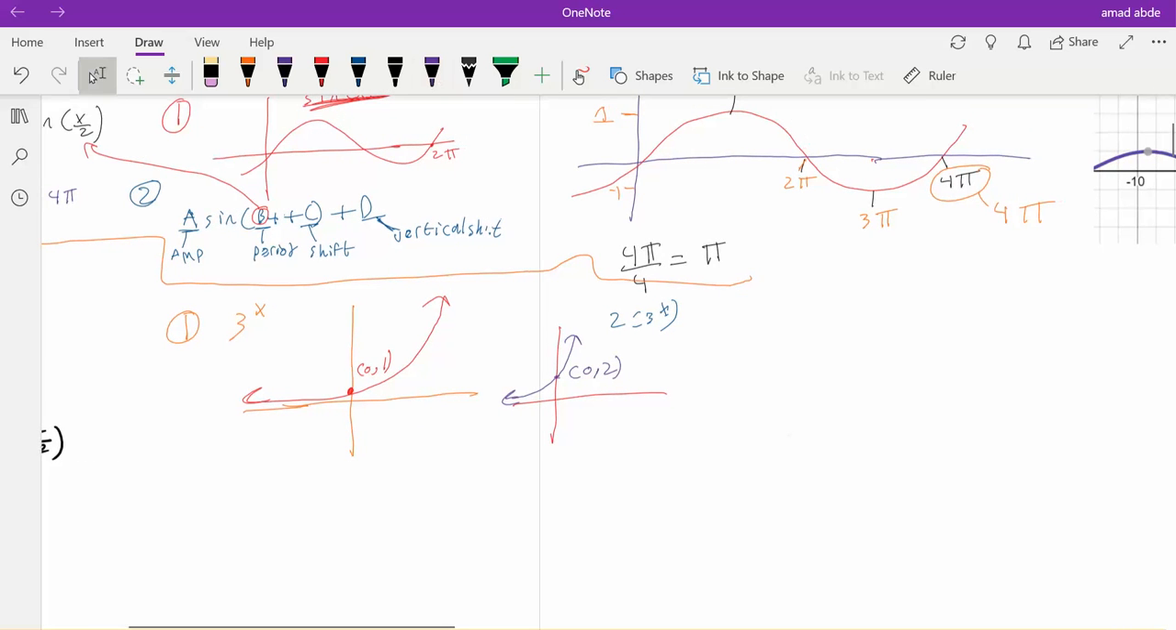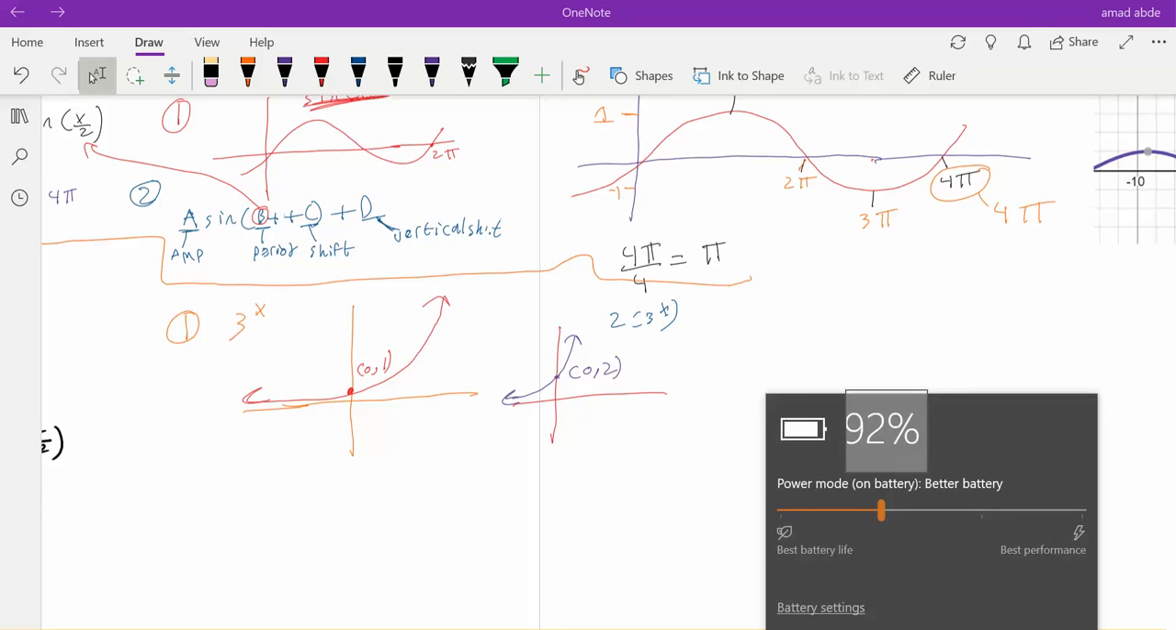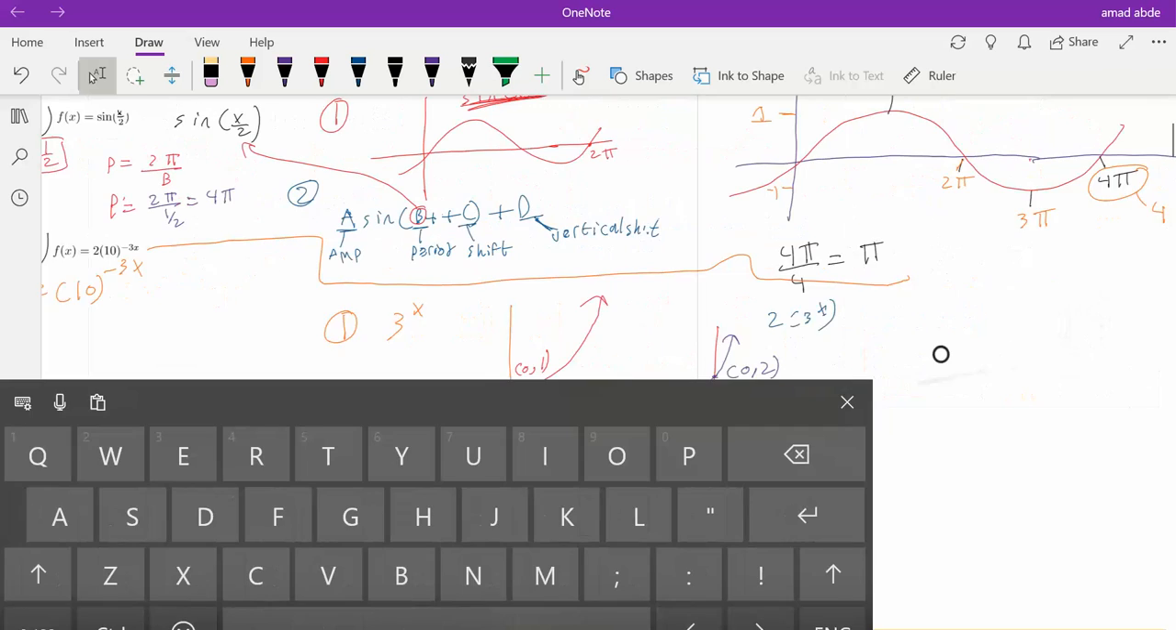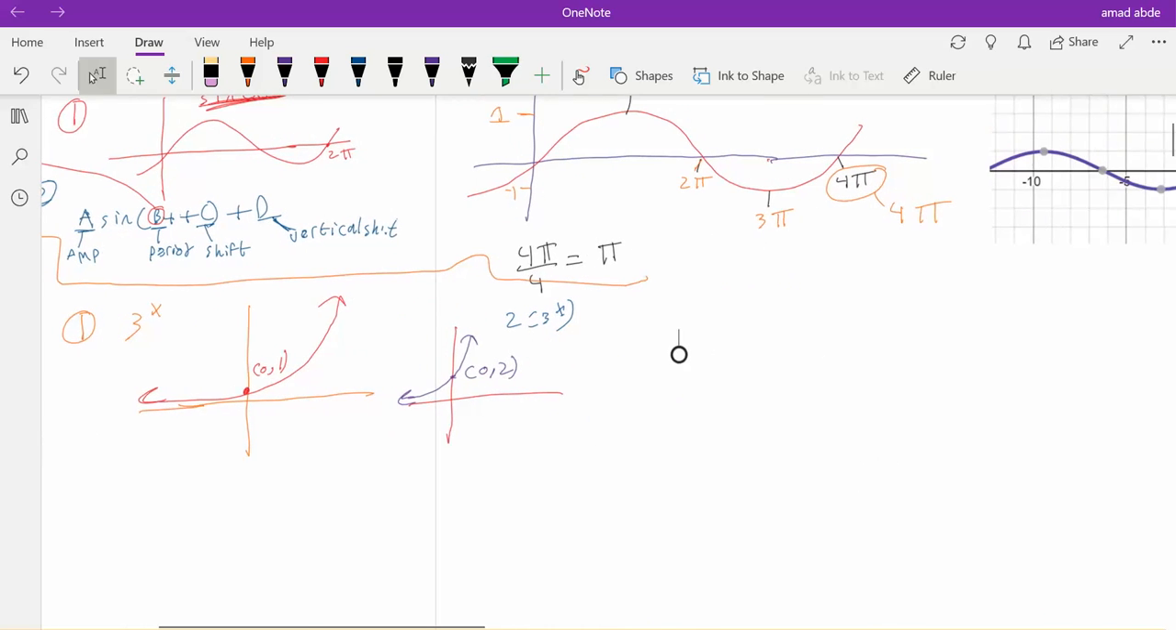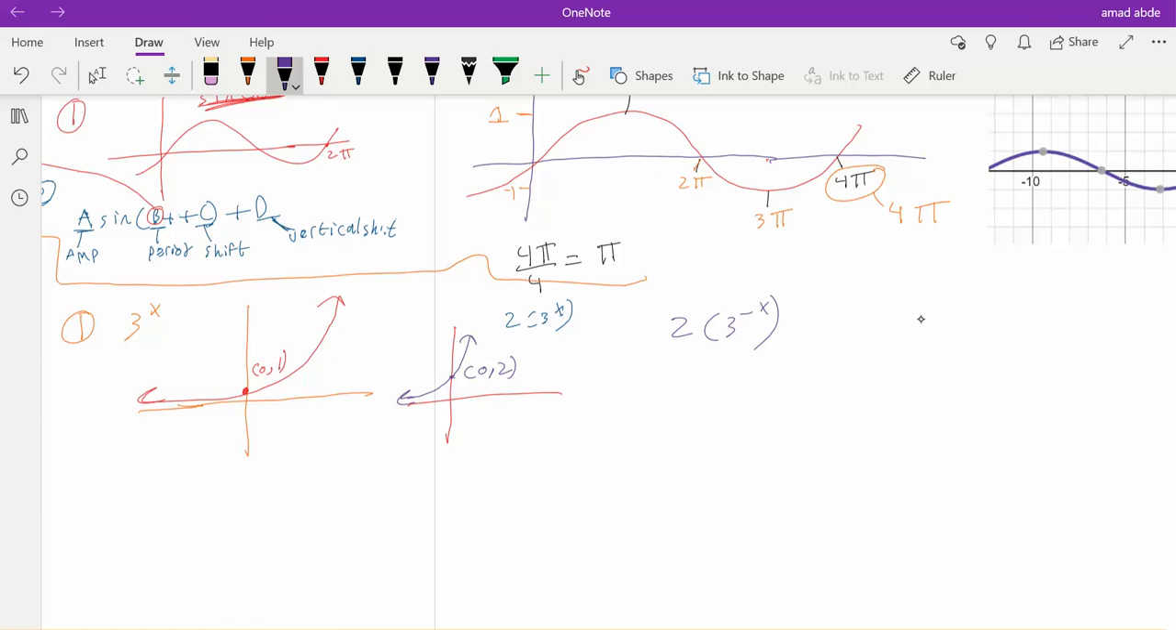For example, if we're doing 2 times 3 to the negative x, the graph would just look like this, and it would still go through the point 0, 2. Okay, hope this is making some sense so far.